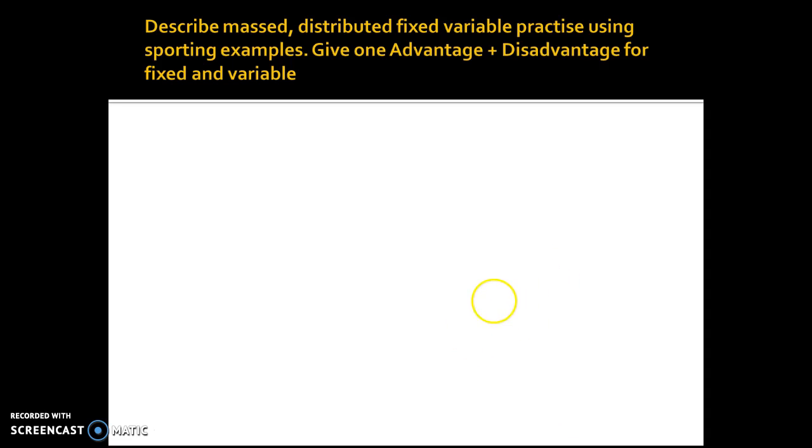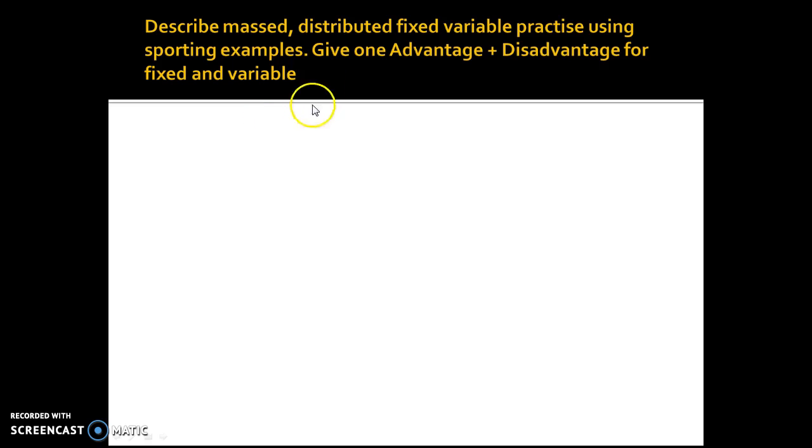Mass, distributed, fixed, variable practice: you need to describe them using supported examples, and then can you give one advantage and one disadvantage? So it's just the advantage and disadvantage for fixed and variable. Remember, the key discriminator between mass and distributed is to do with intervals, and the key discriminator between fixed and variable is whether conditions change or not. That's what we're looking at. Conditions change, conditions don't change. Practice with breaks, practice without breaks.